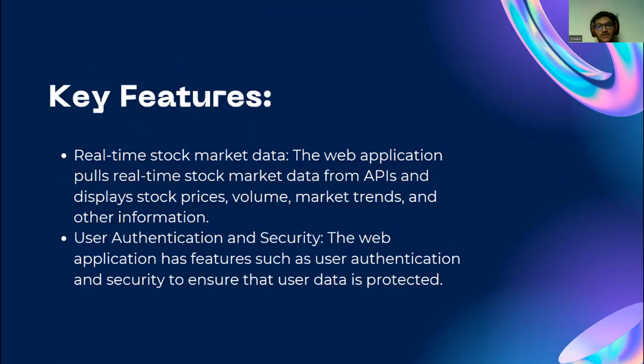So it will pull the data from the back end and display it in the front end. All this data is connected through APIs. The front end and the back end are connected through APIs. It will display stock prices, volume, market trends, and other information. Next we need user authentication and security. We are talking about money here and financial information. So it needs to be properly secured and the user data needs to be protected.